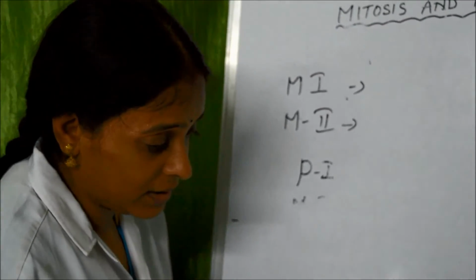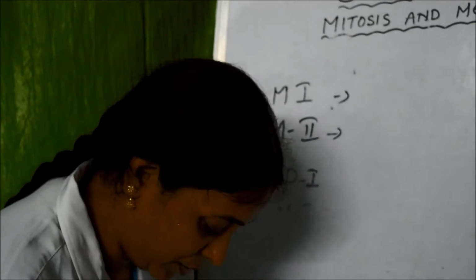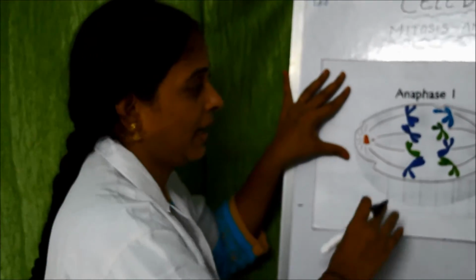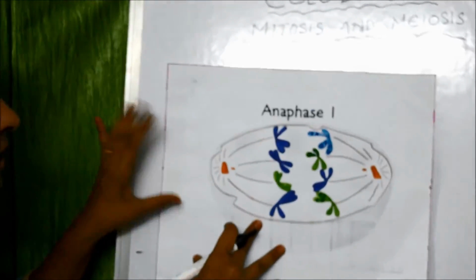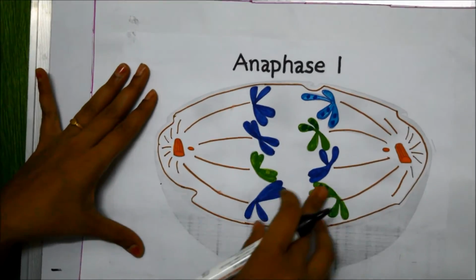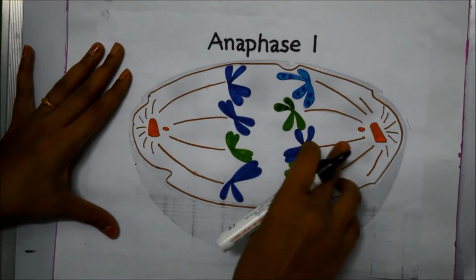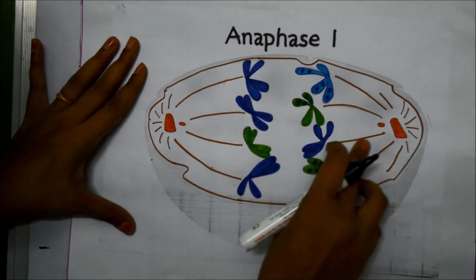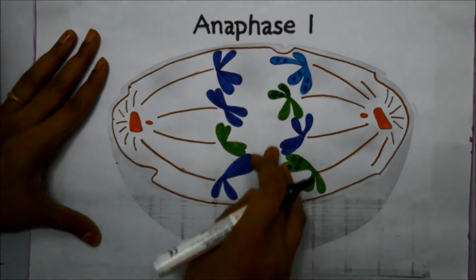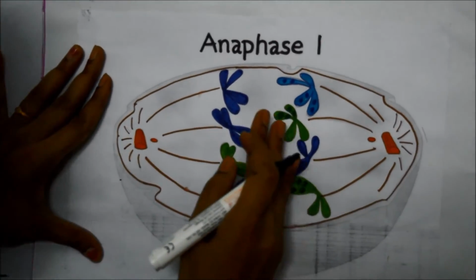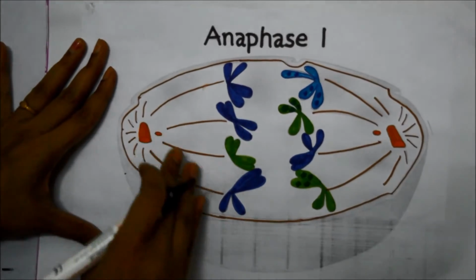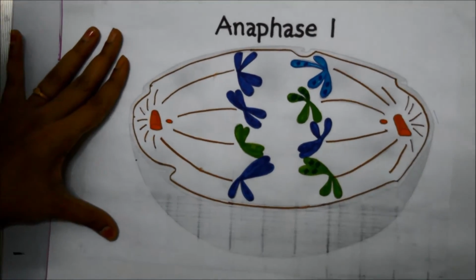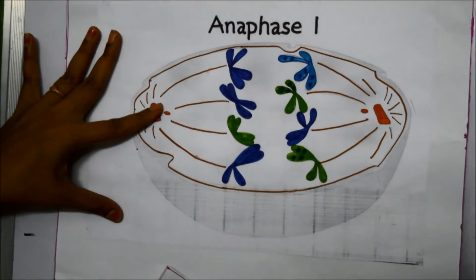After completing this, meiosis now enters the stage of anaphase. Anaphase 1. In meiosis, at the anaphase stage, the spindle fibers start to reduce in length. So half of the number of the chromosomes will move to each end of the cell. This is the difference between mitosis and meiosis.